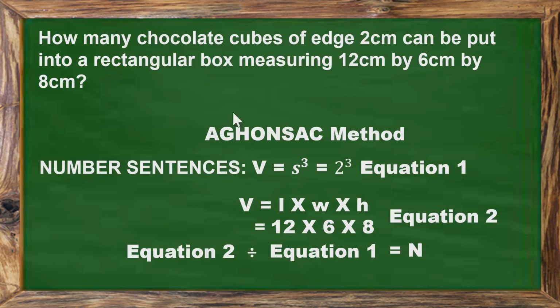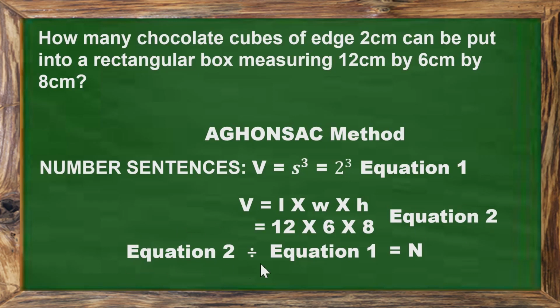Again, same problem. Dito na po tayo sa N, number sentences. Bakit sentences? Plural po kasi marami tayong equations na magagamit o maraming formula na magagamit. So, V equals S cube. Ito po yung volume ng chocolate cube. Yan po yung equation 1 natin. Next, yung volume ng rectangular prism. V is equal to length times width times height. So, ito po yung equation number 2.